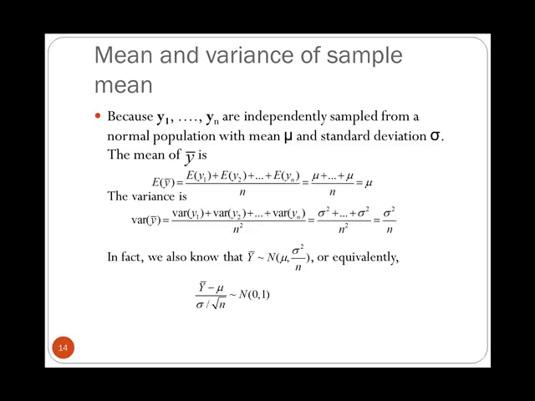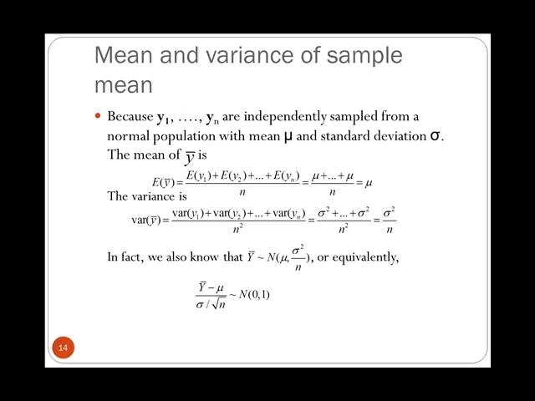Let's say y1, y2, up to yn are independently sampled from a normal population with mean mu and standard deviation sigma. The mean of the sample mean is calculated as E of y bar equal to mu, and when we compute the variance of y bar, we get sigma squared over little n. In fact, we also know that y bar follows a normal distribution with mu as the mean and sigma squared over n as the variance.